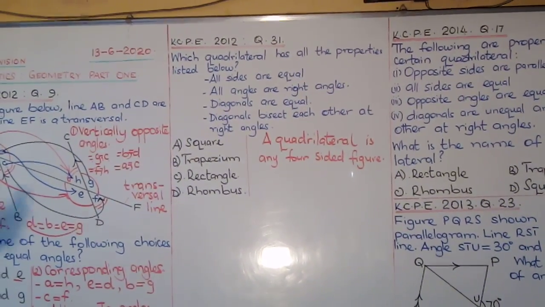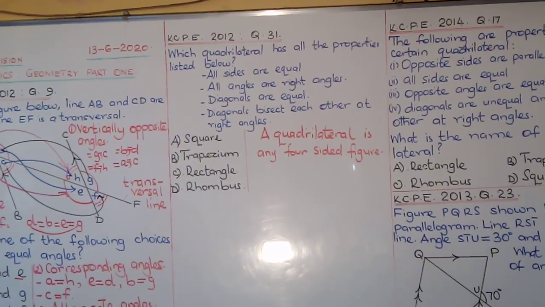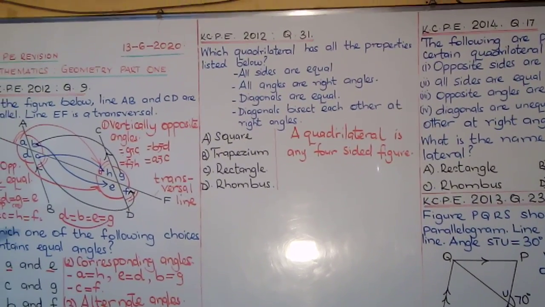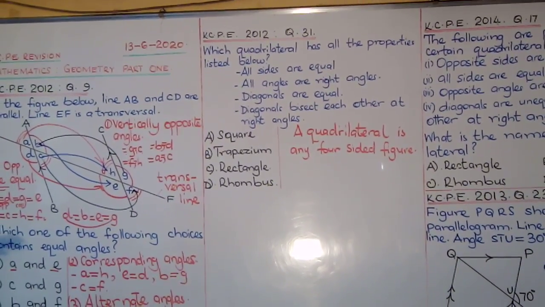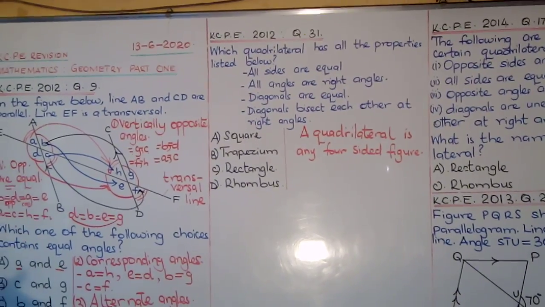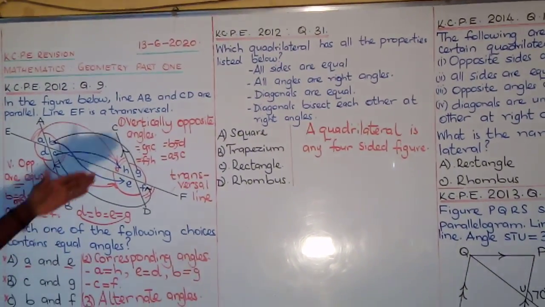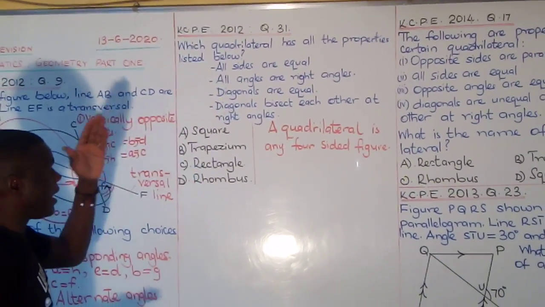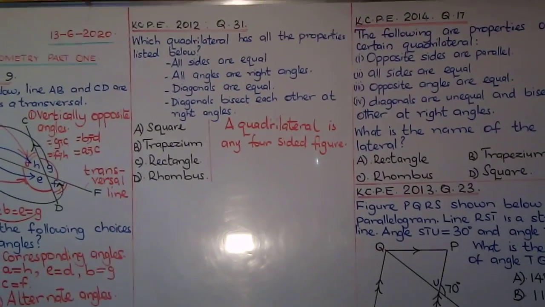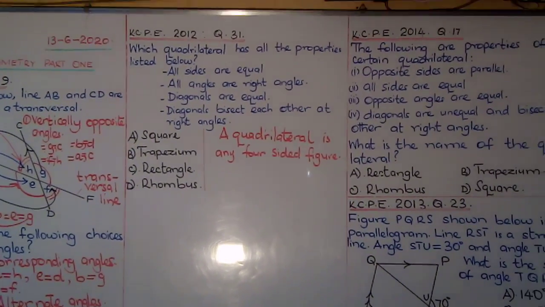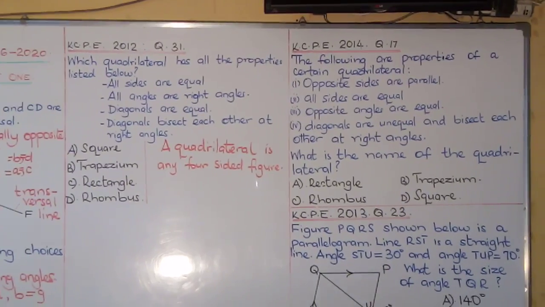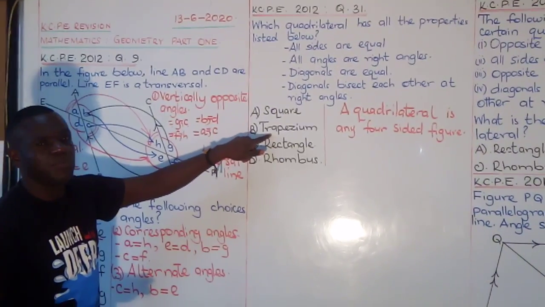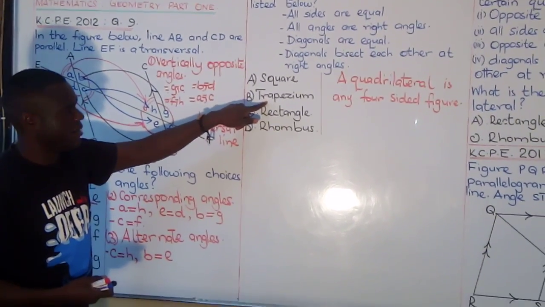Now we have regular quadrilaterals, the rectangles, the squares, the rhombuses, and the parallelograms. So here we only don't have a parallelogram, so you can add a parallelogram as a quadrilateral. Then we have irregular quadrilaterals like the trapezia. This word is a trapezium in singular, but in plural we call it trapezia.